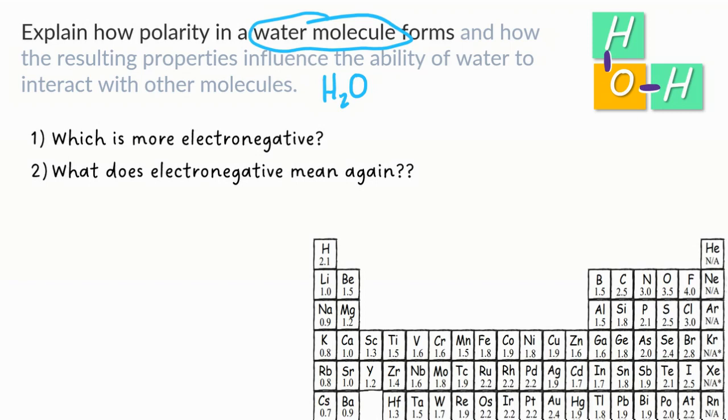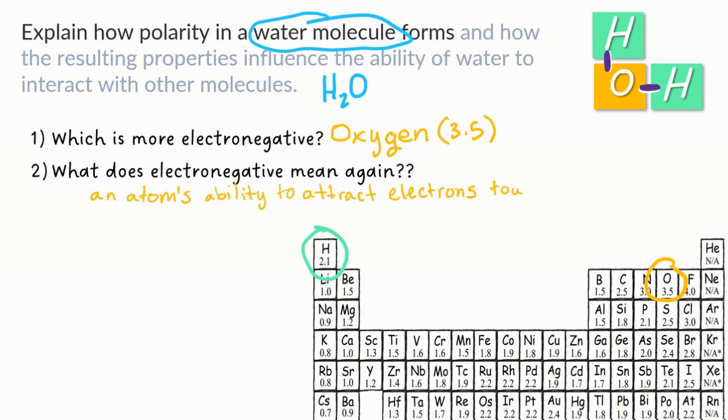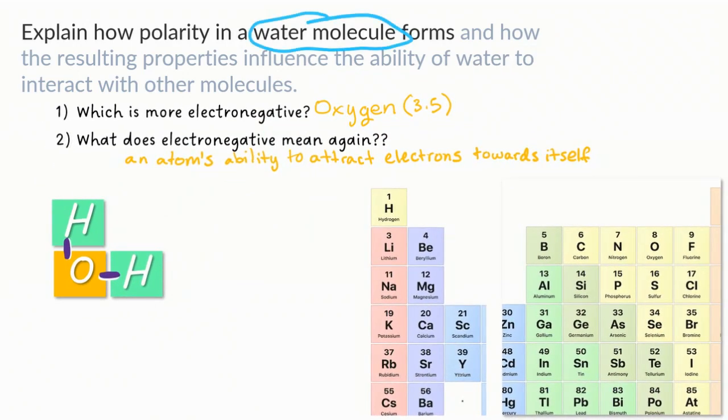So looking at our periodic table with electronegativities, we see that oxygen is more electronegative, right? 3.5 versus 2.1. Now, what does electronegative actually mean? Electronegativity is an atom's ability to attract electrons towards itself. So looking at the periodic table, we see oxygen has 8 protons while hydrogen only has 1 proton. Remember, protons are positively charged.